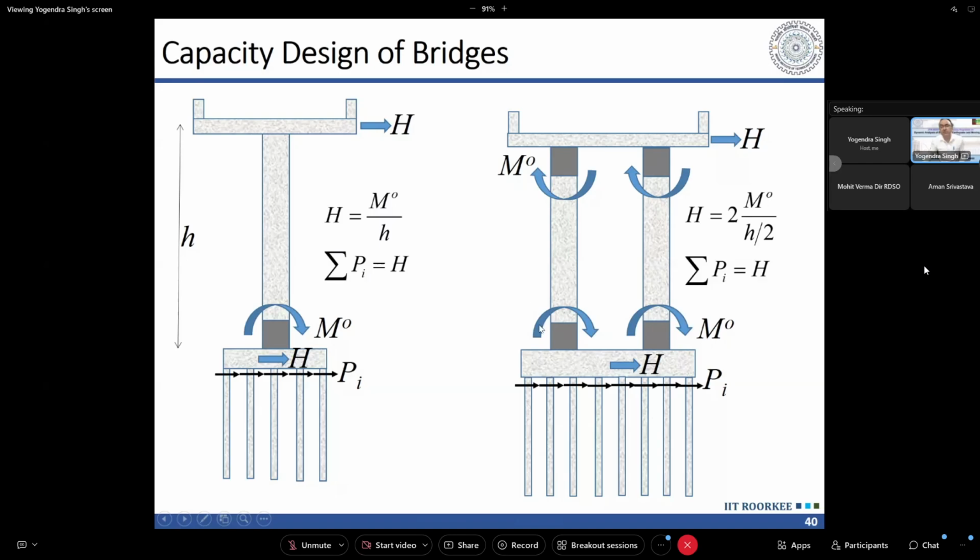Similarly, if it is a multi-column bent, there will be double curvature bending, and when it is bending in double curvature, the hinges will form at top and bottom, and the horizontal force we can calculate as 2 times M naught by h by 2. Because there are two columns, that's why 2 M naught by h by 2, because it is bending in double curvature, so the effective height will become h by 2. So we can calculate H like this, and again we have to ensure that any component, whether it is bearing or foundation, has to be designed for this force or some force larger than this, so that the hinges can form only, or the plastification or damage can occur only in the piers. The damage does not occur in the foundation.